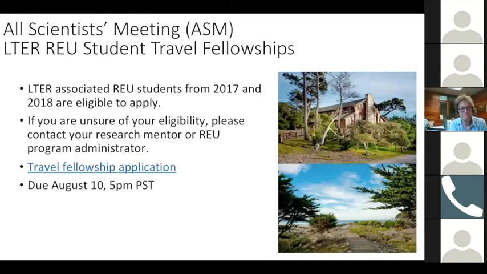And so a little bit of who's eligible to apply. If you're an REU student, an LTER associated REU student from 2017 or 2018, you can apply. And if you're unsure of your eligibility, please contact your mentor or the REU program administrator to verify. So I hate to have anybody not apply who could. So if in doubt, please check.